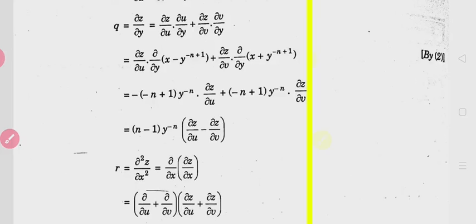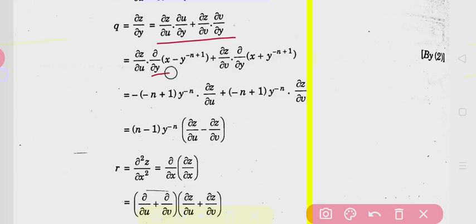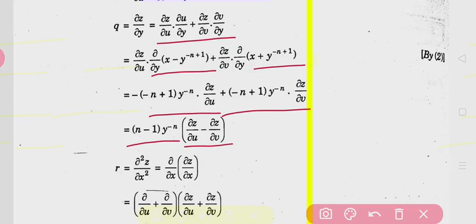Similarly, you find the value for q. When you find the value for q, you again apply the chain rule and find out the partial derivatives of u and v with respect to y. So you do the derivatives and find out these values. So you will get this thing. Okay, so n minus 1 into y raised to power minus n is common actually. So what you will get will be ∂z/∂u minus ∂z/∂v. So this is the value for q, right.